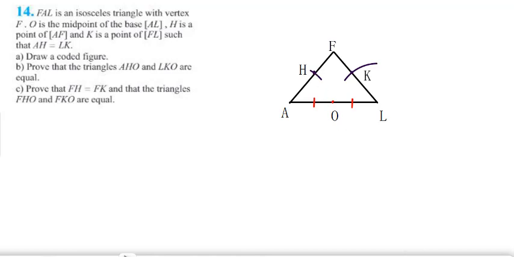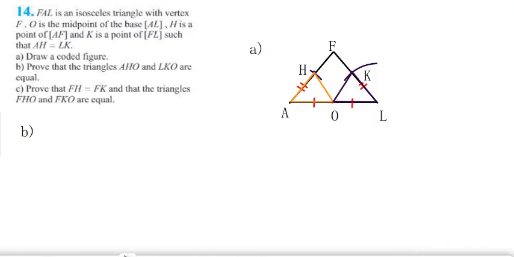Okay? So, part A, draw a coded figure. This is the coded figure. But as we said, we have here AH is equal to KL. And this is part A. Part B, prove that the two triangles AHO and LKO are equal. Let's join the two triangles AHO and LKO.